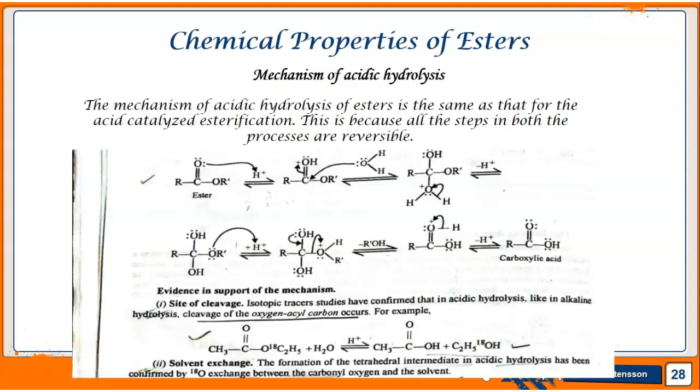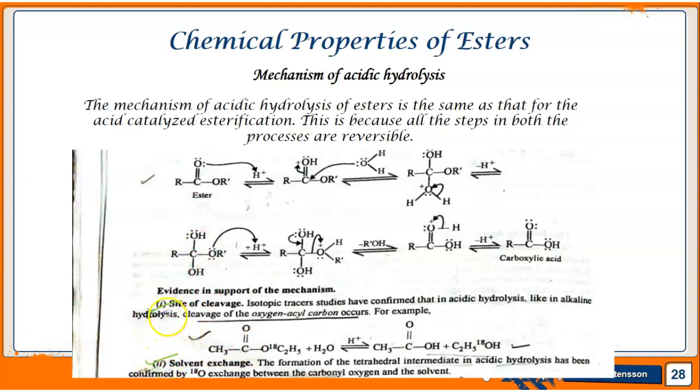Right, now let's talk about the evidences in support of this mechanism. These are the two evidences. First one is the site of cleavage and second one is the solvent exchange. In the first evidence, isotopic tracer studies have already confirmed, like in alkaline hydrolysis, that cleavage is occurring between oxygen and the acyl carbon. They have also given a similar example related to alkaline hydrolysis, so that you can see this on your own.